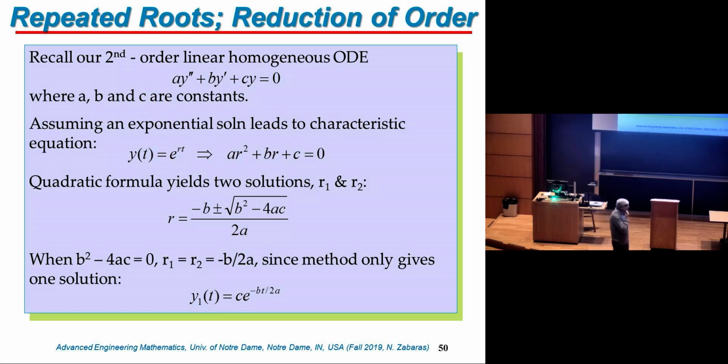Okay? So obviously, because we have two initial conditions, we need two fundamental solutions. This is a second order differential equation. And here we see that R1 and R2 are the same. So we only have one solution that looks like e to the minus b over 2a t, okay? That's not good enough. We need a second solution.